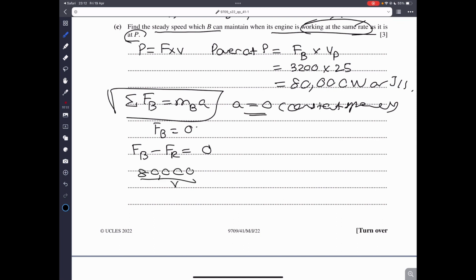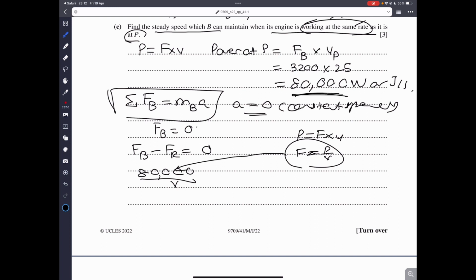And this gives 80,000 divided by v, right? Because power is equal to force times velocity, we want force. Sorry, I used the wrong equation. So power is equal to force times velocity, right? We want force, so force will equal power over velocity. So we're basically putting this here.